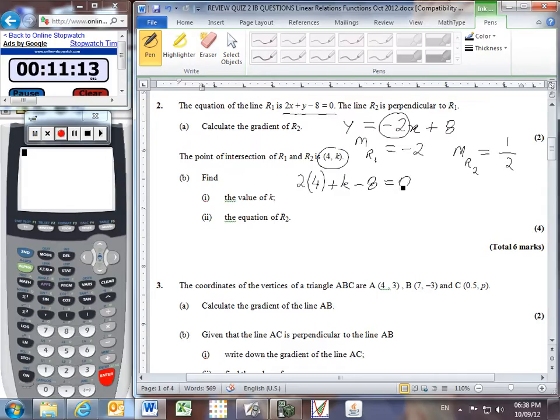And let's solve this equation then. 8 plus k minus 8 equals 0. The plus 8 and the negative 8 cancel, and we find that k is equal to 0.